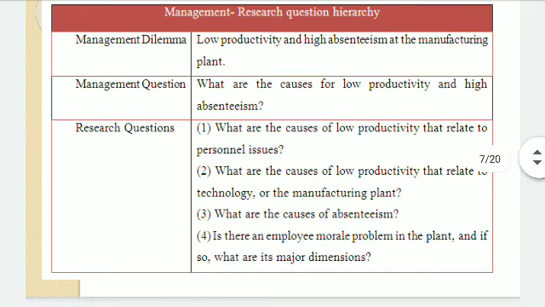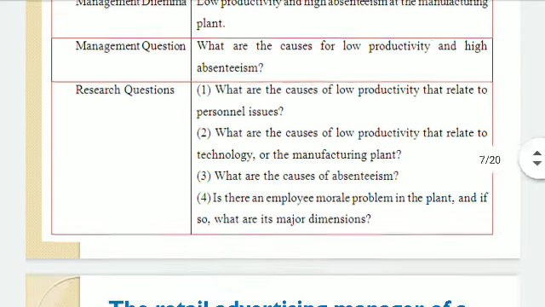Then what are the various causes of absenteeism? Why are the employees doing absenteeism more and more? Is there any problem with the morale of the employees in the plant? And if it is so, then what are the major dimensions? That you have to identify.